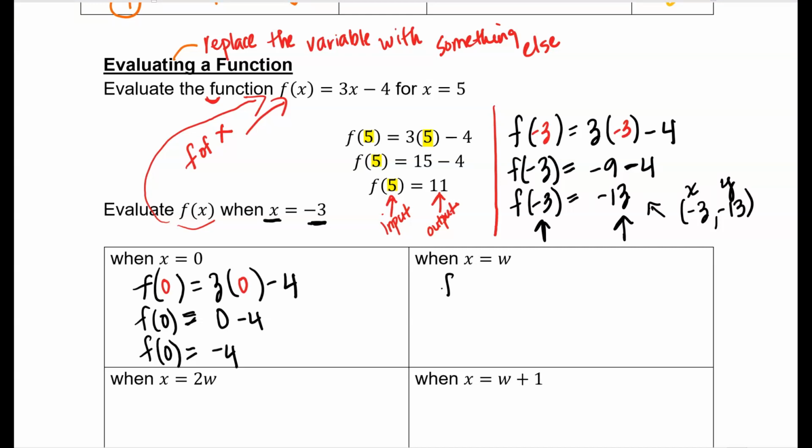Next, we have f of something equals 3 times something again minus 4. What are we replacing? We are replacing the x with a w. Simple as that. So if I put w in these parentheses, you're simply going to get f of w equals 3w minus 4. Since these are not like terms, we cannot go any further.